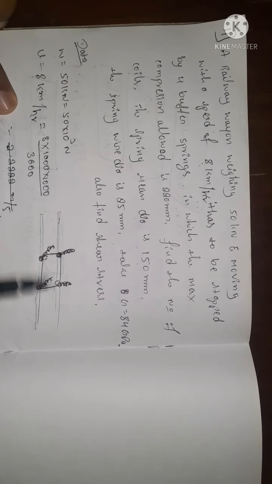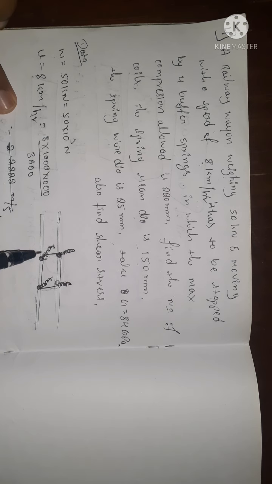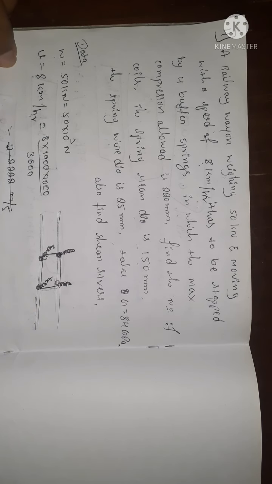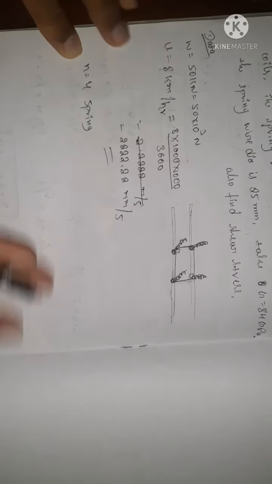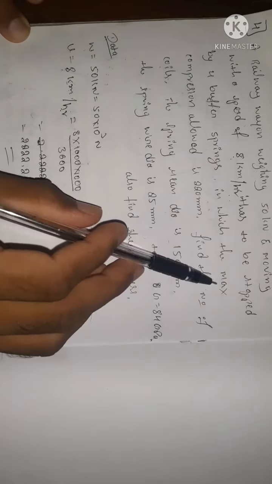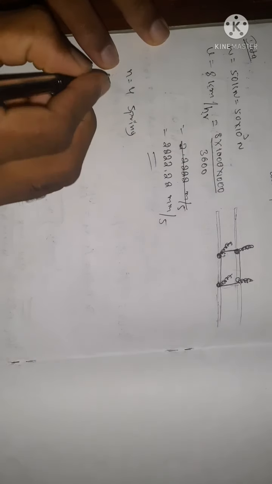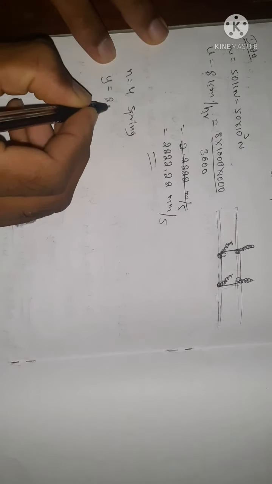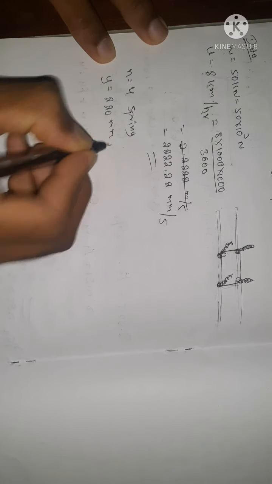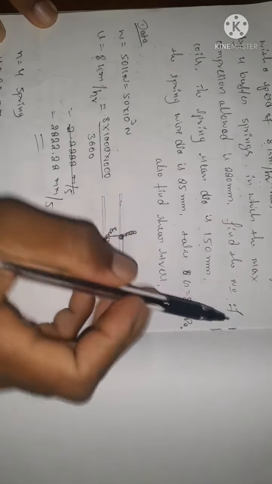Next, it has to be stopped by 4 buffer springs. This is a railway track. This is a railway box. It consists of 4 springs, 4 buffer springs, where n is given as 4 springs. Next, in which the maximum compression allowed is 220 millimeter, where y is given as 220 millimeter.